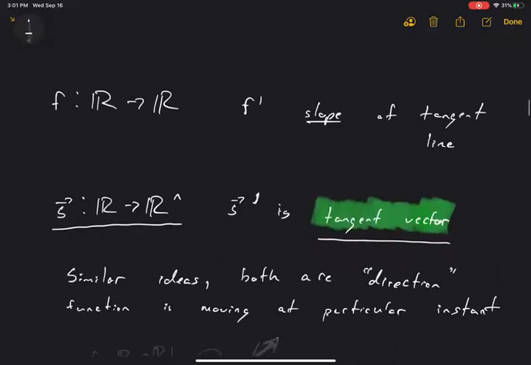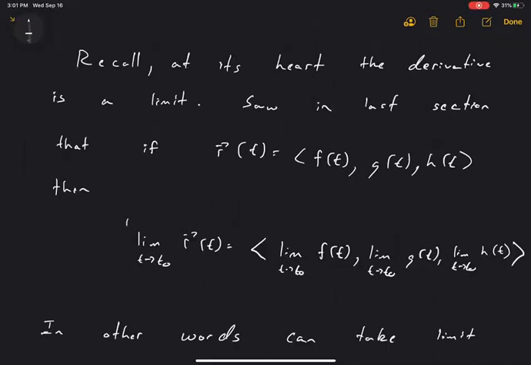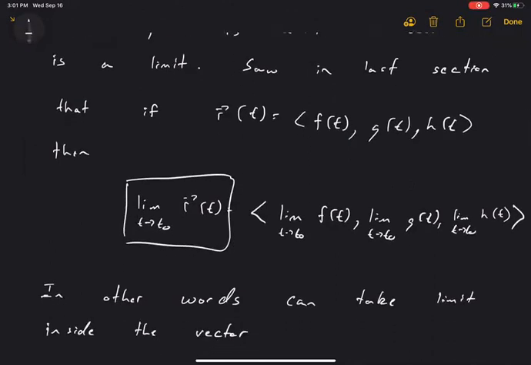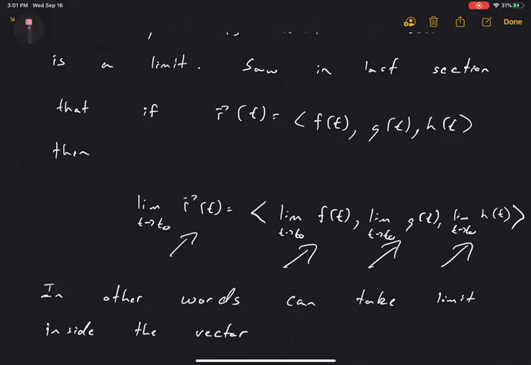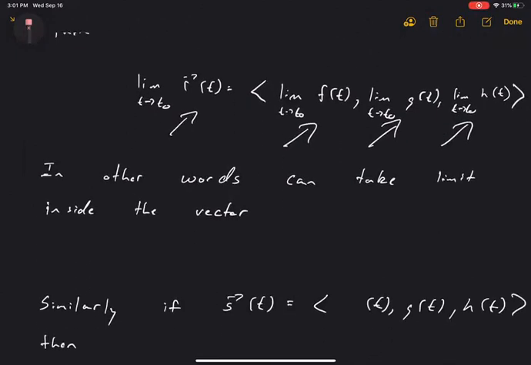Now remember from 13.1 that we can take limits inside our vector. So let's say I have a vector valued function r(t) and I'm trying to find the limit. If r(t) has components f(t), g(t), h(t), when I take the limit of the vector valued function, I just take the limit inside the vector. So I take the limit of f, the limit of g, the limit of h. In other words, we can take the limit inside the vector.